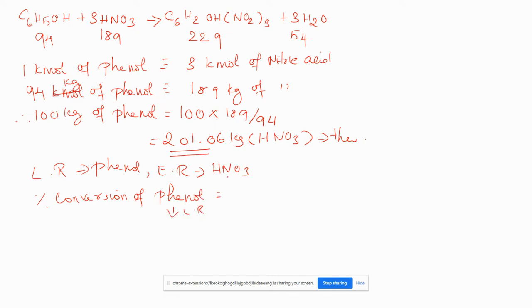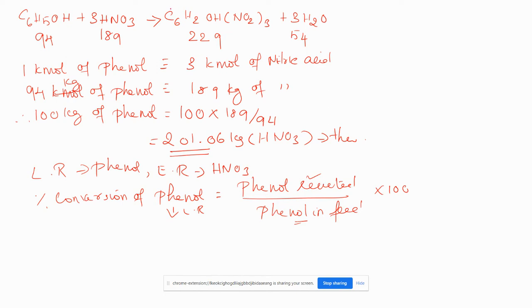So what is the formula for percentage conversion? Phenol reacted divided by phenol in feed into 100. Phenol in feed into 100. Okay, so now phenol in feed we know, but we should know how much amount of phenol is reacted.